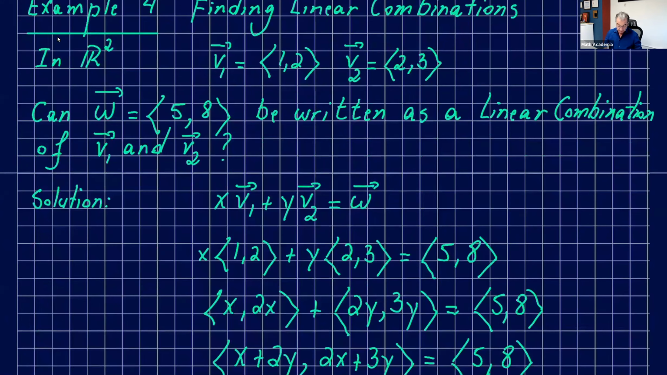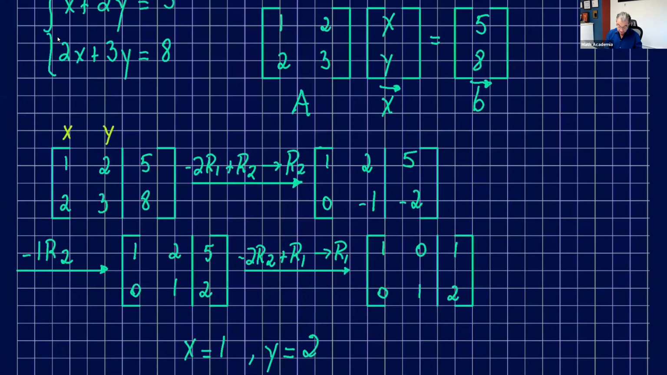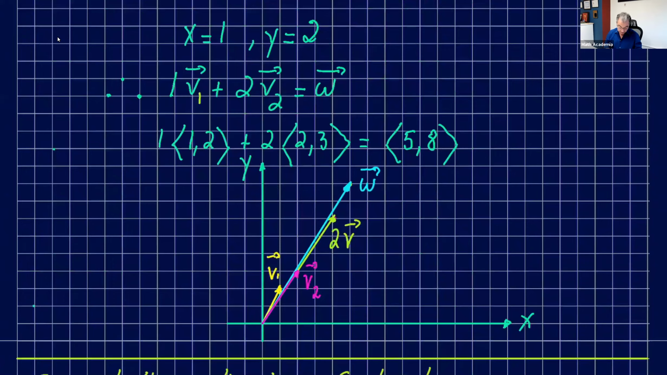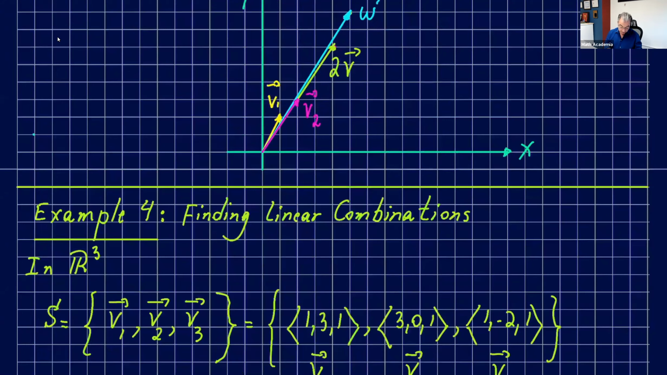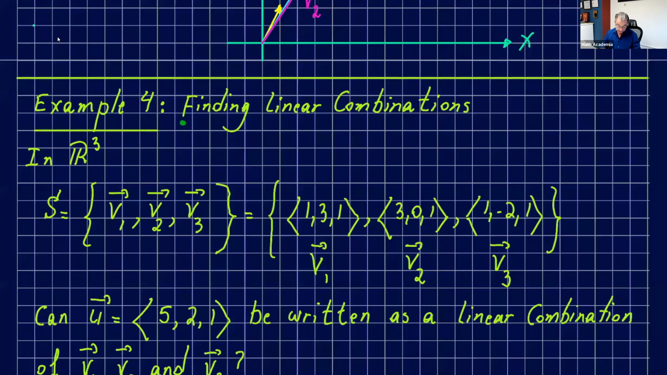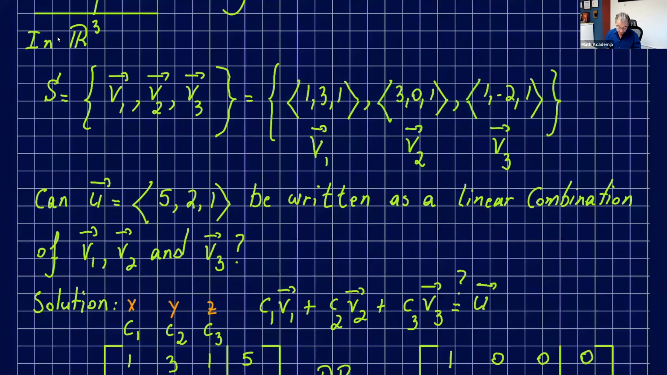Now let's do another example, finding linear combinations. This one is in R3. I wrote the set: in our set we have V1, V2, and V3, and these are the components. So the question is, can U, the vector with components 5, 2, 1, be written as a linear combination of V1, V2, and V3?